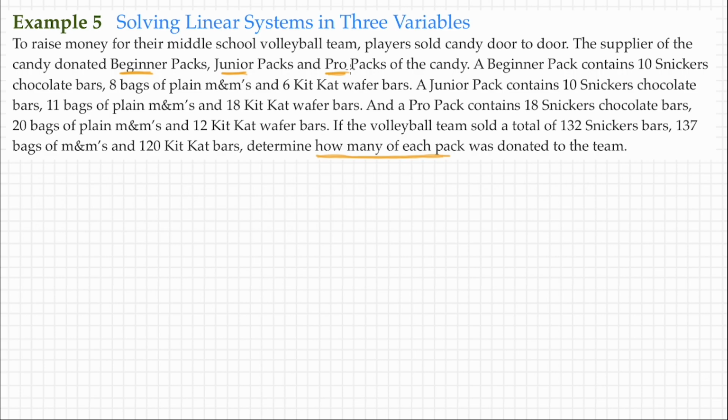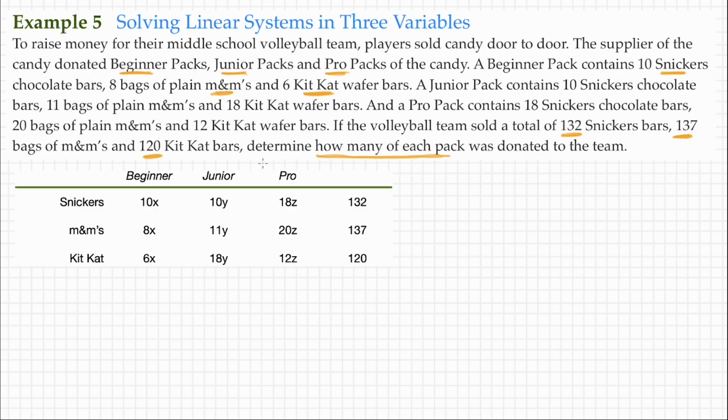And of course, for our rows, the rows are the elements that are in question here. Those are the Snickers bars, the M&Ms, and the Kit Kat wafer bars. Also in our rows are the totals: a total of 132 Snickers bars, 137 of the M&Ms, and 120 of the Kit Kat bars. So now that we have all this information, when we build our table, it should look something like this. We have our variables, the values that are going to fluctuate, at the top here. Here are the columns for each one, and inside here are the elements. Each one of these is a linear equation.